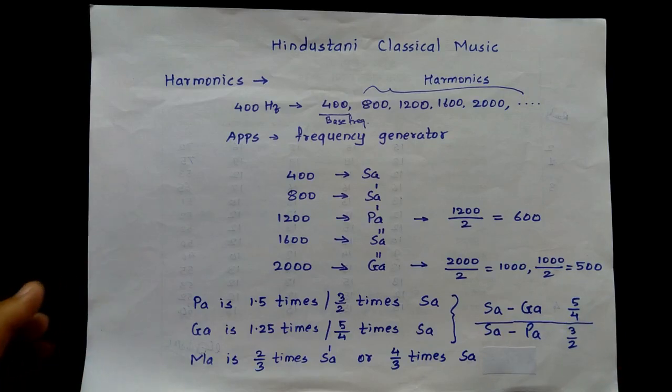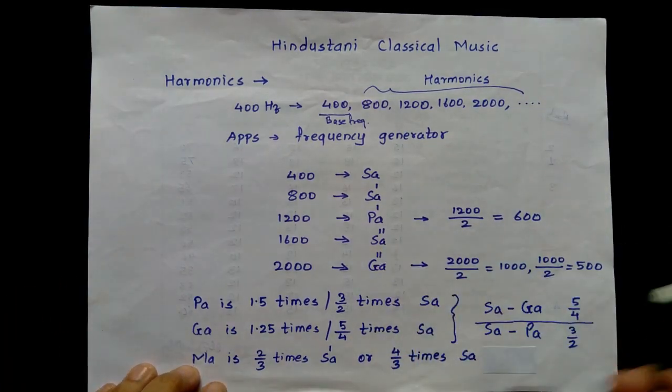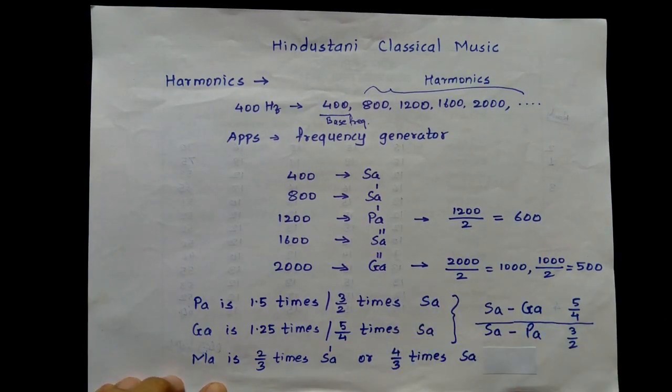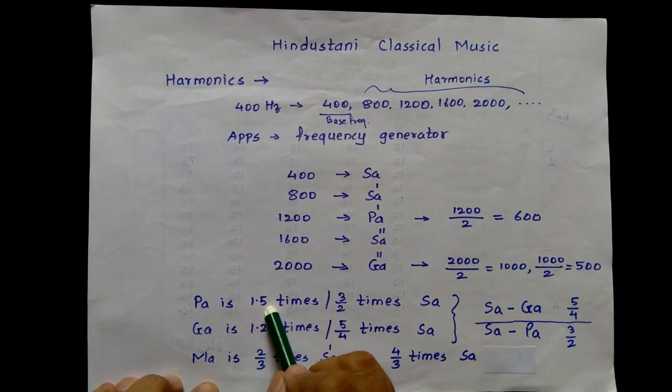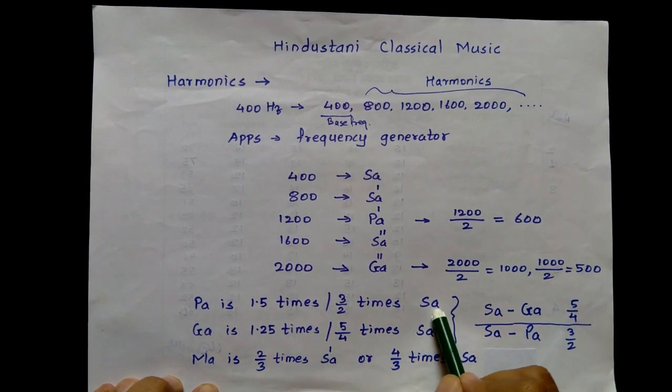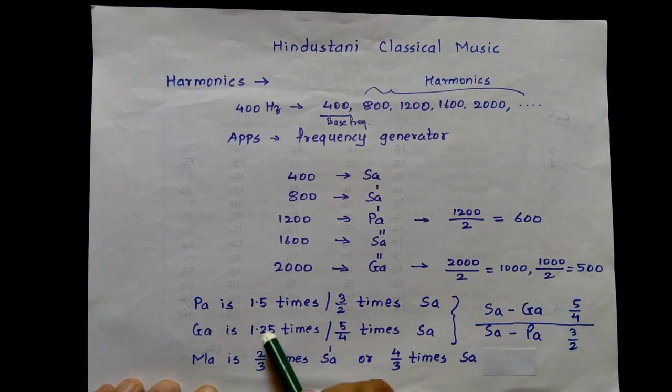So there are two major relations in Indian classical music, that is Sa-Pa and Sa-Ga. Pa is always 1.5 times that of Sa, and Ga is always 1.25 times that of Sa.